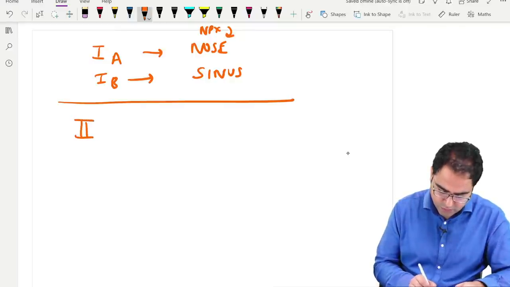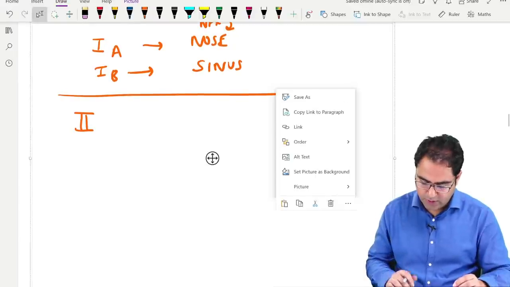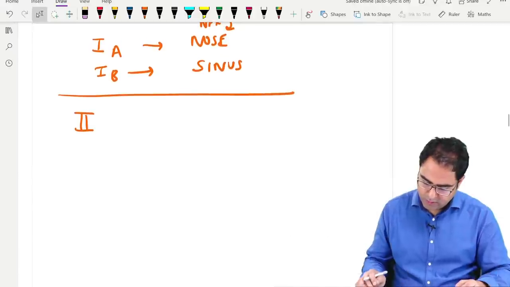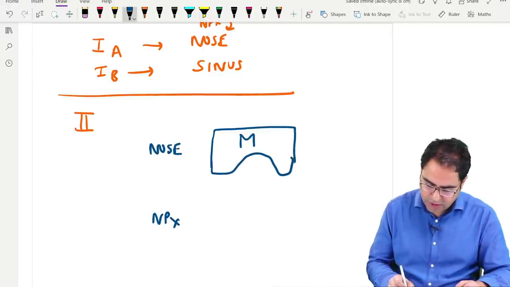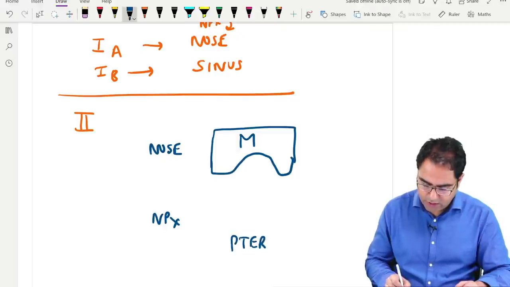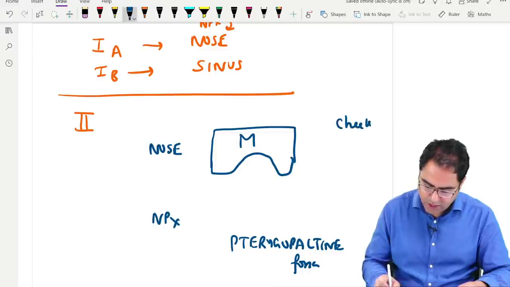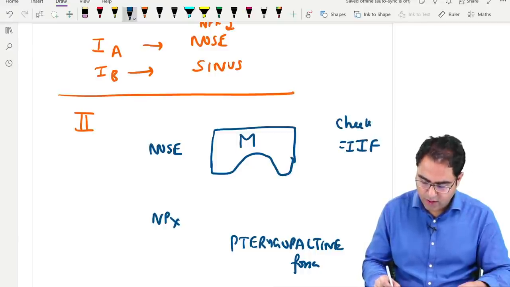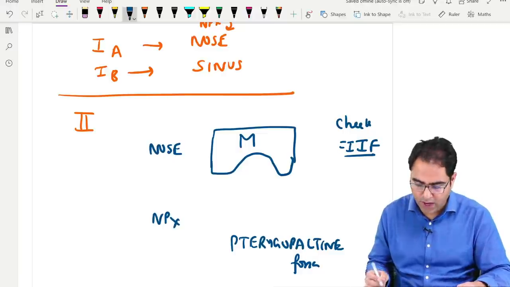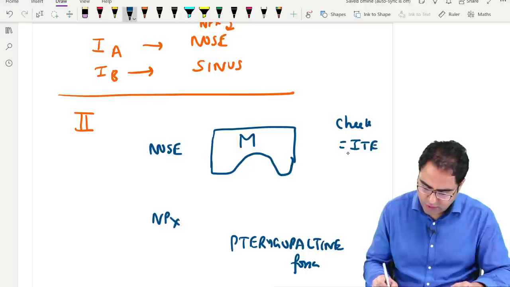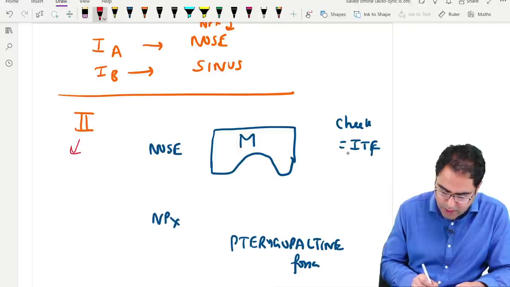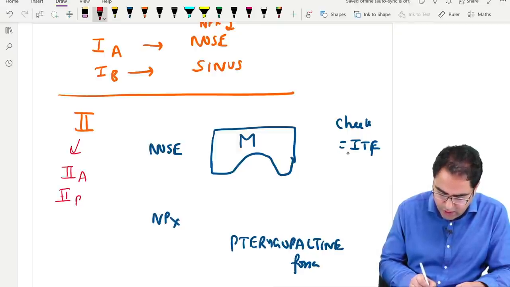Now, stage 2. Please understand, 2 is to be understood, beta. Everybody, please see over here. This is your nasopharynx. The tumor belongs to the nasopharynx. This is your nose. This is your maxilla, which contains the maxillary sinus. Behind the maxilla, there is a fossa called the pterygopalatine fossa. And this is the cheek, and the cheek is actually the infratemporal fossa. ITF means infratemporal fossa. Now please see, stage 2 has 3 parts: 2A, 2B, and 2C.